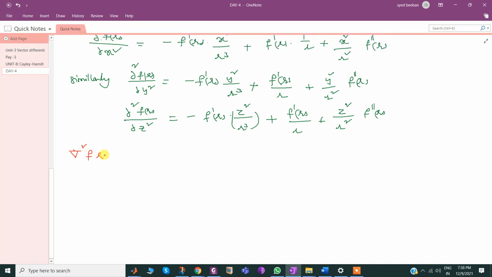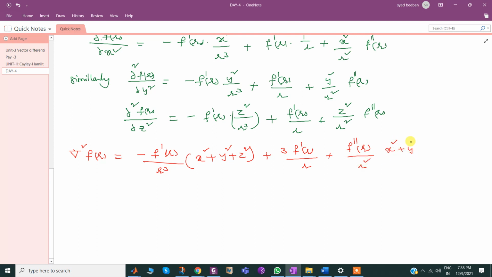Del square f(r) equals, adding this here, in the first term I can take minus f'(r)/r³ as common. So the first term is x², second term is y², third term is z², plus, this is repeated 3 times, so 3 times f'(r)/r. In this one also I can take f''(r)/r² as common, then I may get x² plus y² plus z².